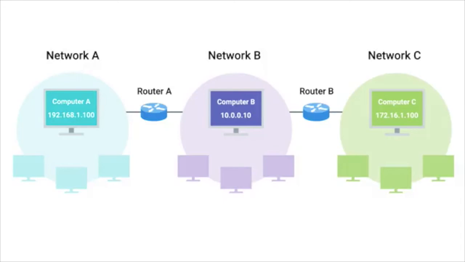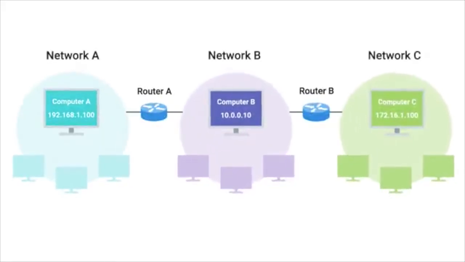Its interface on network B has an IP of 10.0.0.1, and its interface on network C has an IP of 172.16.1.1. This time around, our computer at 192.168.1.100 wants to send some data to the computer that has an IP of 172.16.1.100. We'll skip the data link layer stuff, but remember that it's still happening, of course. The computer at 192.168.1.100 knows that 172.16.1.100 is not on its local network, so it sends the packet to its gateway, the router between network A and network B.